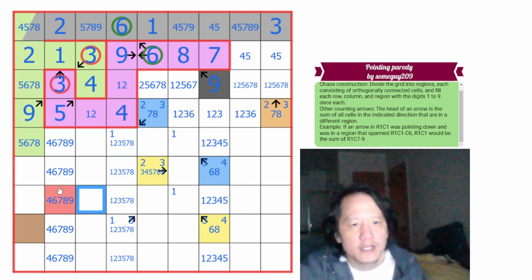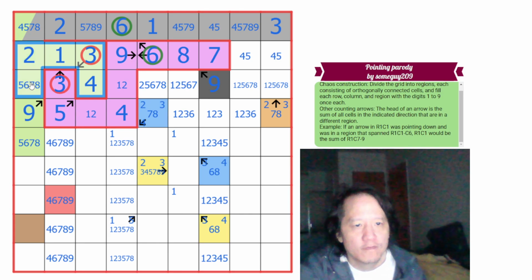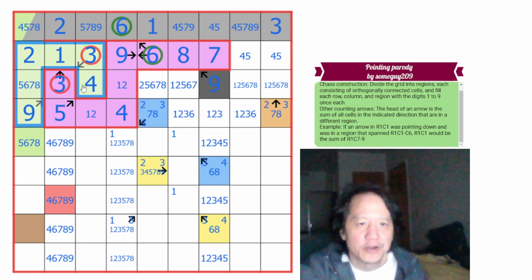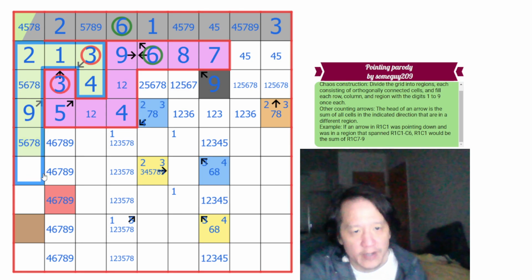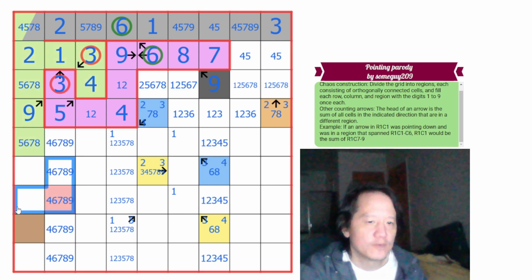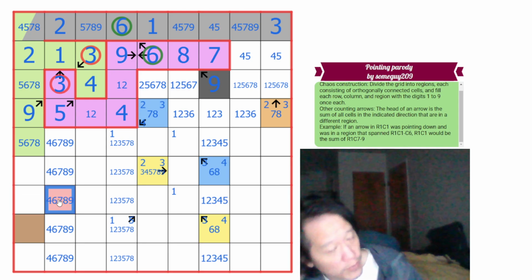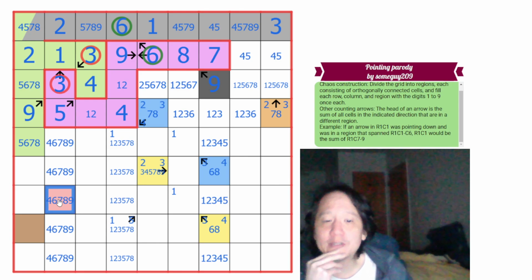So this red can never be part of the green. You have green 1, 2, 3, 4, 5, 6. Oh, it could be part of the green. 1, 2, 3, 4, 5, 6. Oh, no. 1, 2, 3, 4, 5, 6, 7. There we go. 8, 9. So that's the furthest it can get to. So the red and the brown cannot be part of the green. They're likely part of the same region.